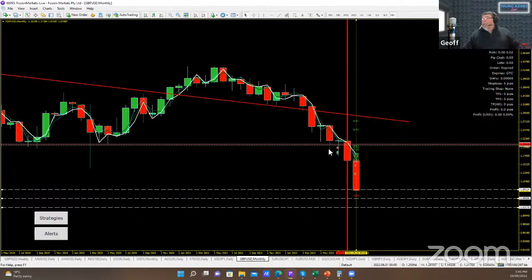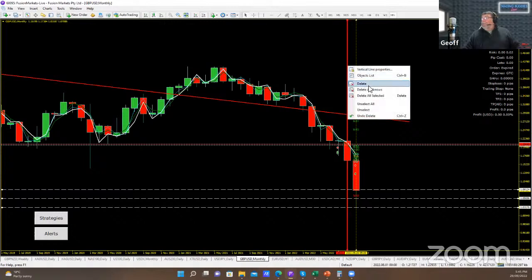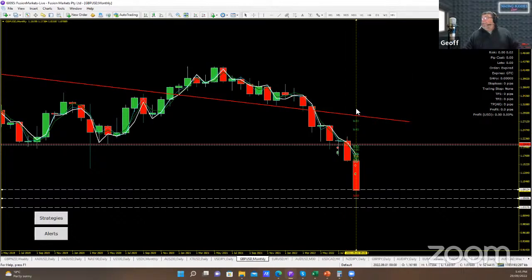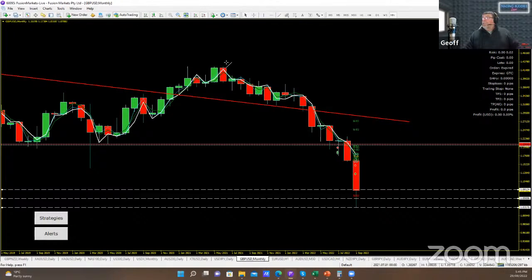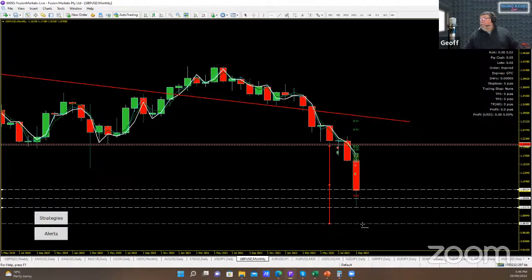So there's the breakout. Let's get rid of all these lines, shall we? Right, from there to there suggests that we're going to, wow, parity. Okay, that's a different kettle of fish. Below parity. That's interesting, Paul.